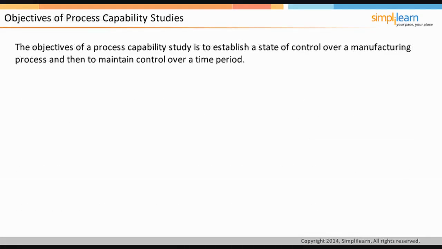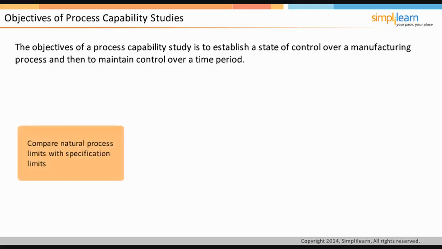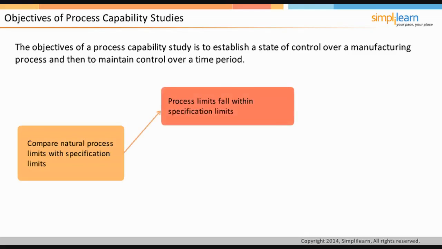The objectives of a process capability study are to establish a state of control over a manufacturing process and then maintain the state of control over a period of time. On comparing the natural process limits or the control limits within the specification limits, any of the following outcomes is possible. First, the process limits are found to fall between the specification limits. This shows the process is running well and no action is required.